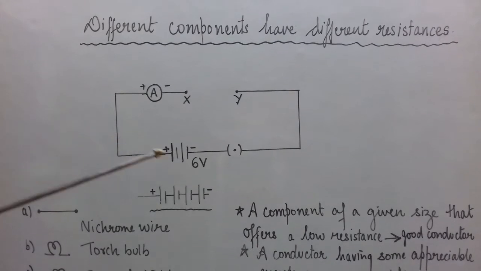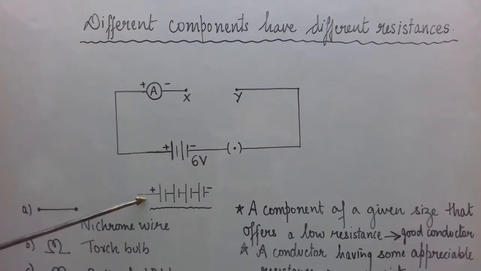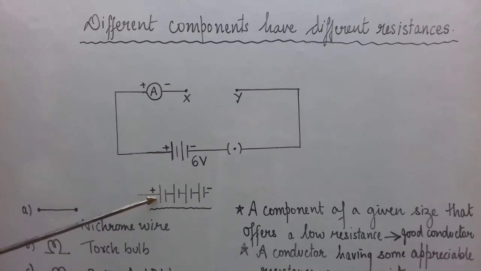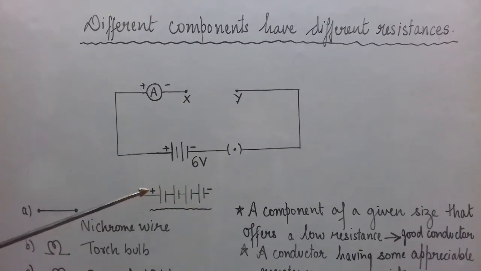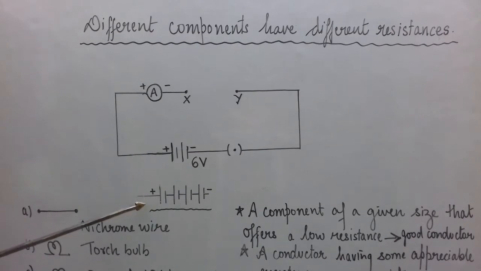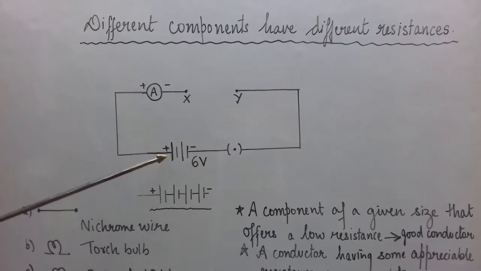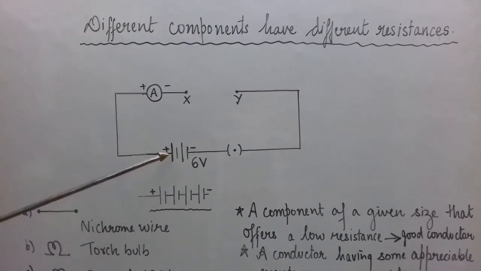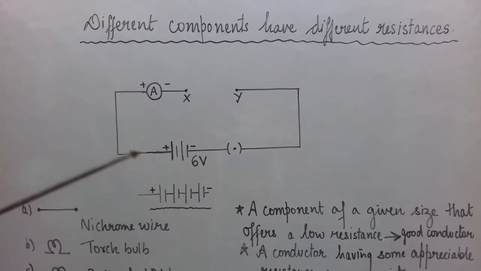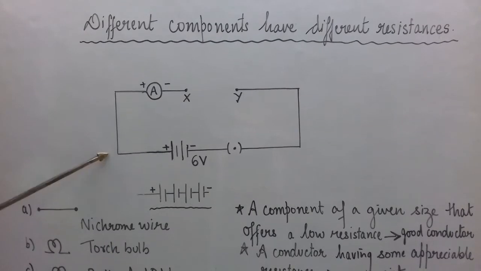Now in your textbook, instead of this 6-volt battery, they have shown this symbol of the battery where we have a battery of 4 cells and each is having potential difference of 1.5 volts. So you can use this or you can use this, it is not going to make any difference. So set up the circuit as shown in the figure using the connecting wires and using the devices given here.